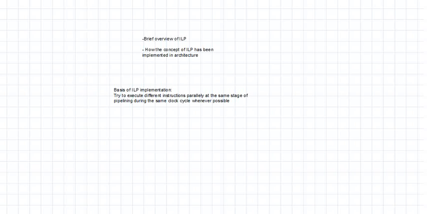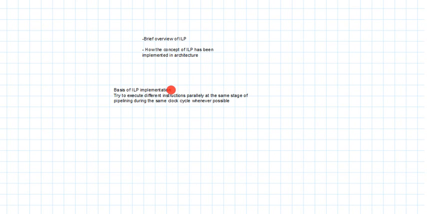Hi guys, welcome to the second part of this lecture. In the first part, we got a brief overview of ILP, and in the second part, we will try to explore how the concept of ILP has been implemented in different computer architectures. So, just a quick recap.